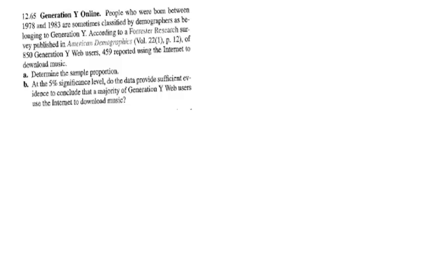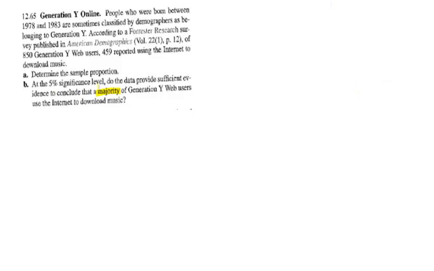And in Part A, it wants us to determine the sample proportion. And in Part B, it wants us, at the 5% significance level, does the data provide sufficient evidence to conclude that the majority of Generation Y web users use the internet to download music? So here we're going to use a hypothesis test, and because it's a proportion test, we're going to use the Z distribution. And then it's going to be a right-tailed test because it says conclude that a majority, so it's going to be greater than.